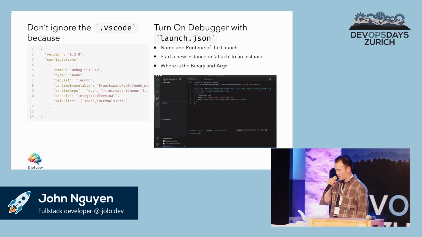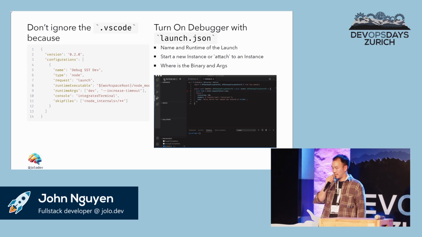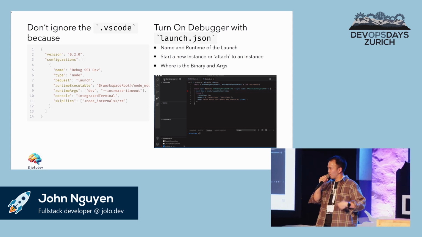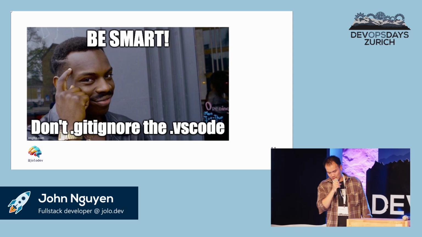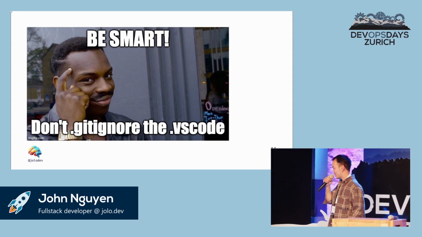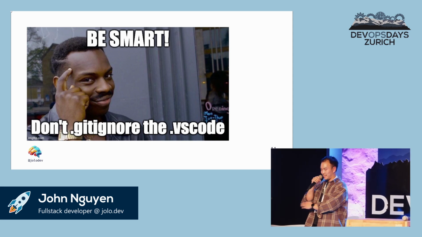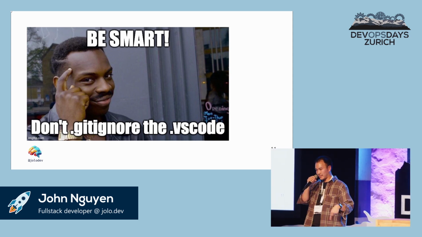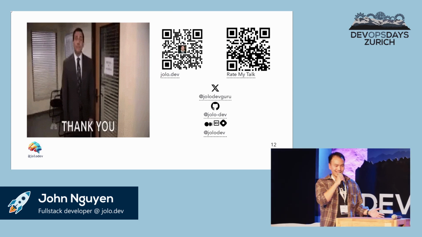Don't ignore VS Code, because VS Code itself is just an editor. But by adding a launch.json, you can make it a fully fledged IDE. So to conclude, be smart, don't ignore VS Code, and what you have seen is just JSON files, and these can be checked into your Git repository, and then you can share them with your colleagues.